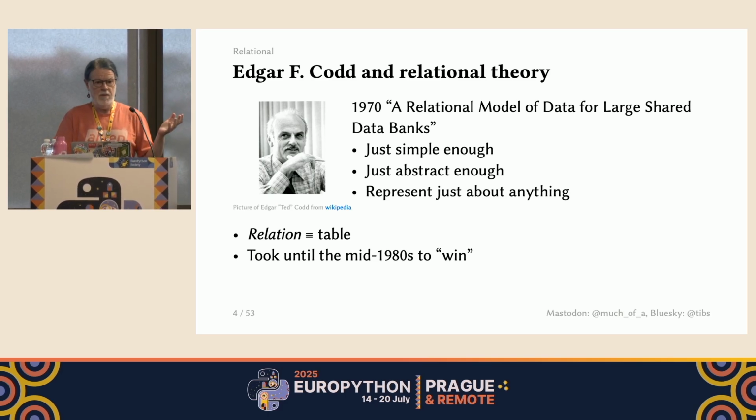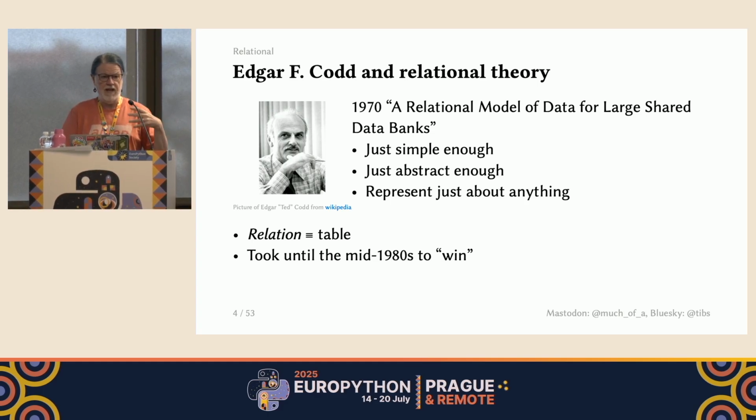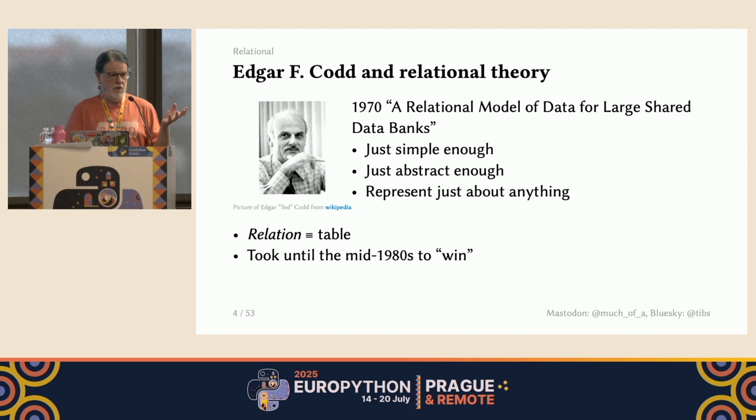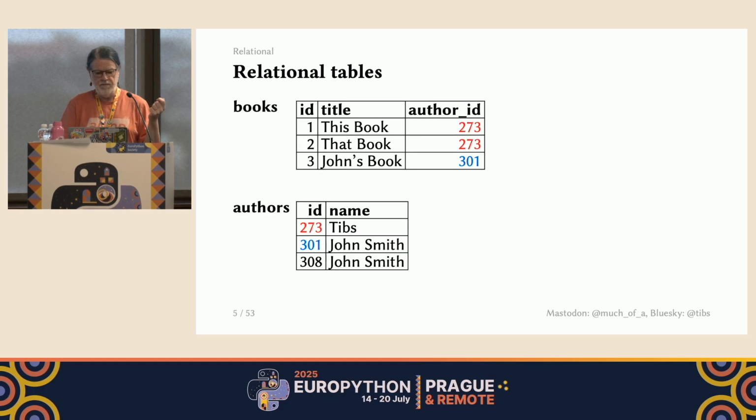This actually took about 15 years to win. Adoption on mini-computers, faxes and so on, was quite quick, but IBM was very reluctant to abandon their older forms of database. And it wasn't until the mid-1980s that IBM, who were very dominant in the big computing world at the time, adopted relational databases, and that became the dominant technology.